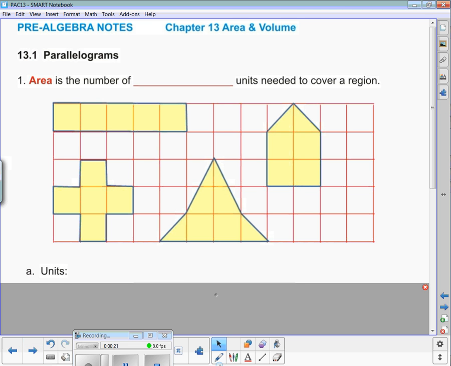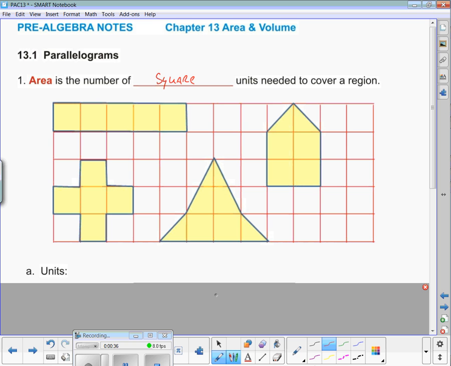Okay, what is area? Well, first off, we better understand what area is. Area is the number of square units needed to cover a region.